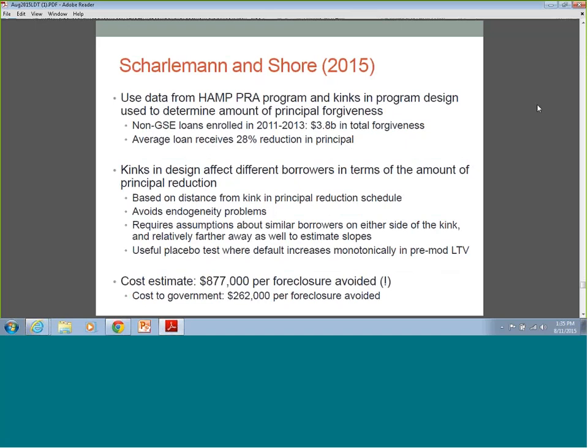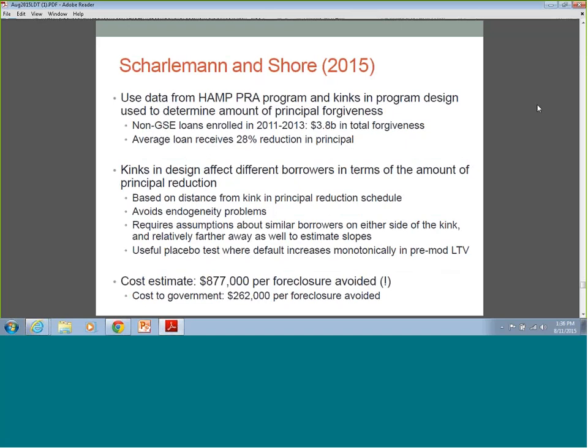And because consumers are strategically locating on either side of the kink, we can think of it as a very exogenous type of treatment. The average loan was receiving over a 25% principal reduction through this program. I think there are some important assumptions that underlie a regression kink design. Certainly that there are similar borrowers around the kink, but even as you get further away from the kink, because you're estimating slopes, the parametric design of those slopes matters quite a bit.